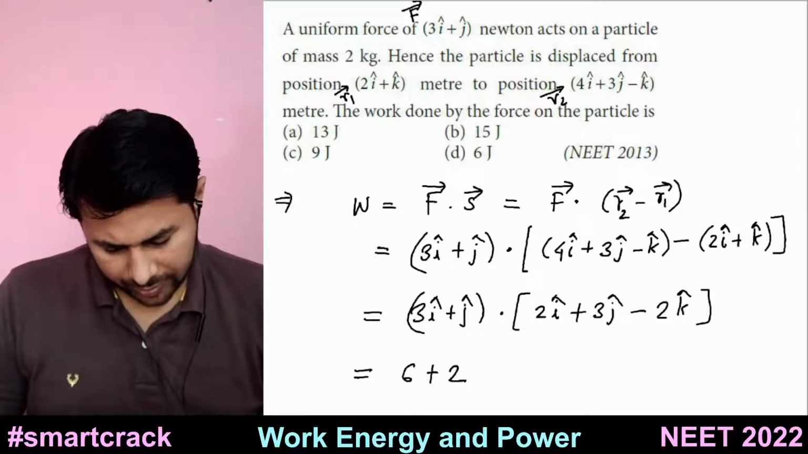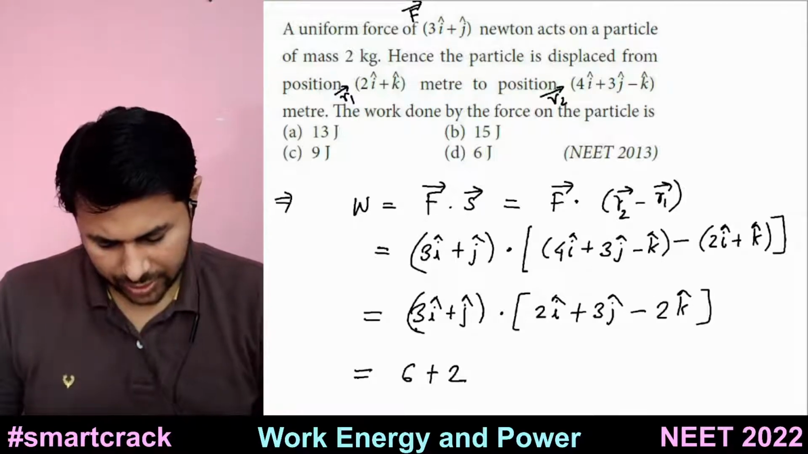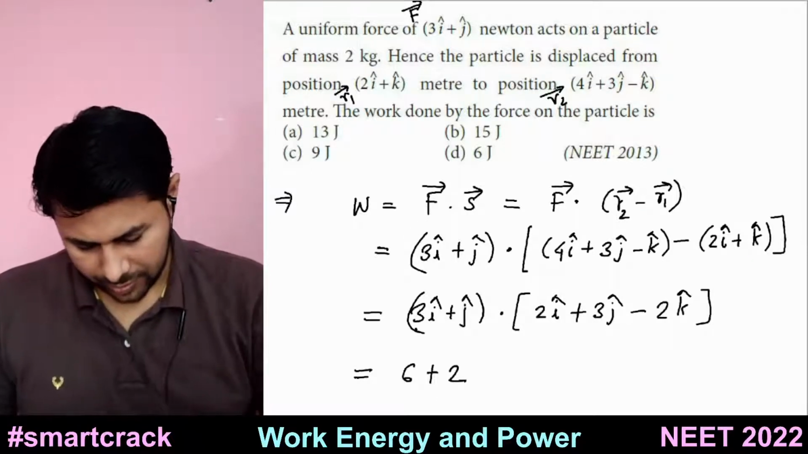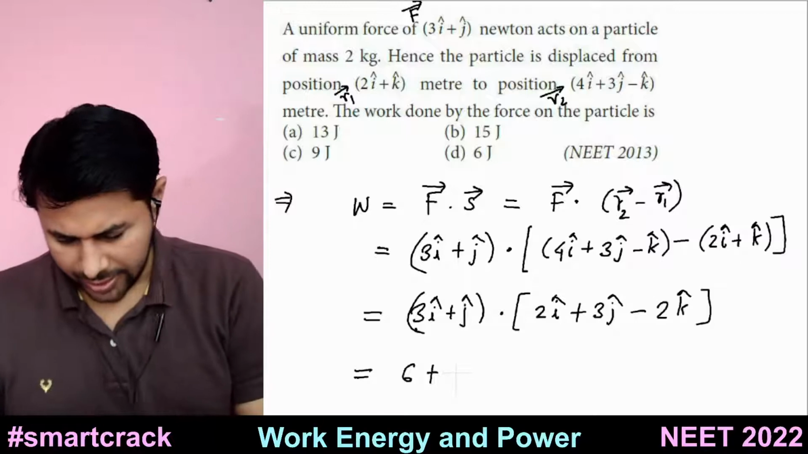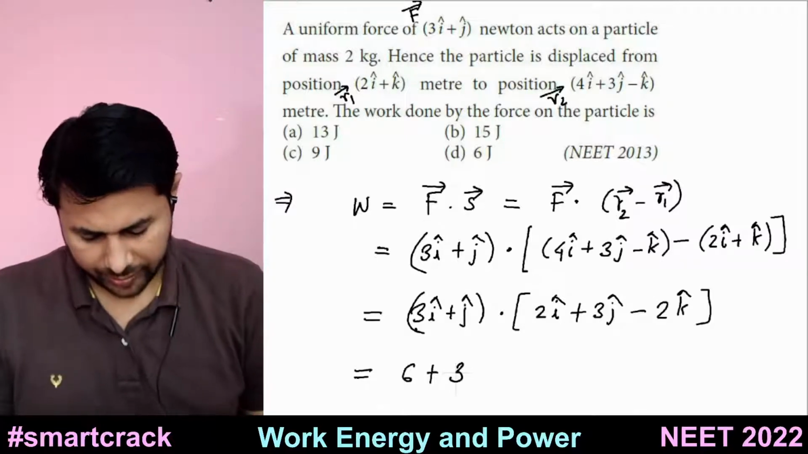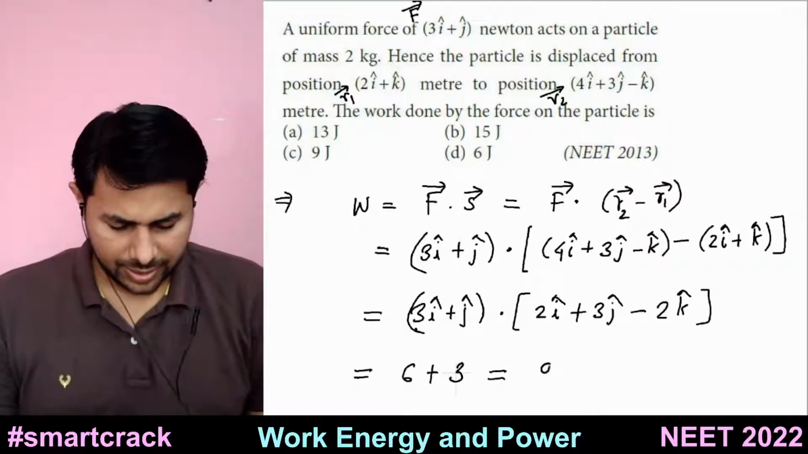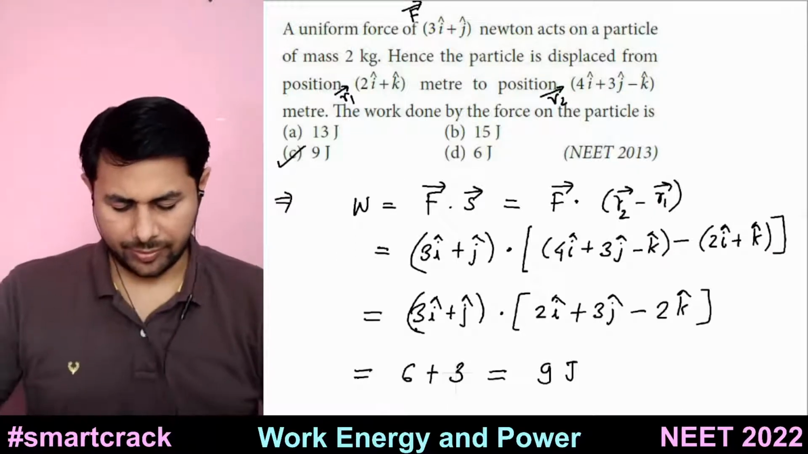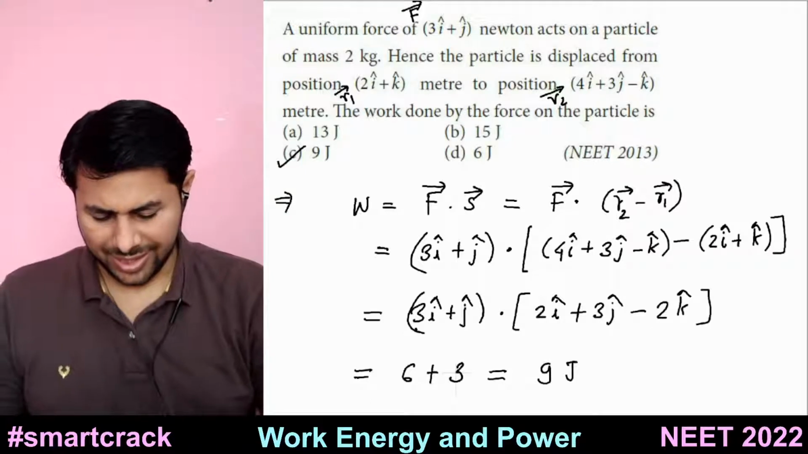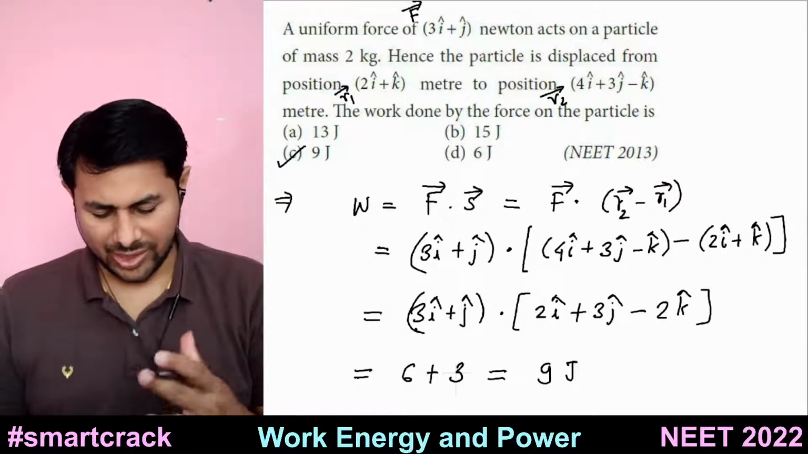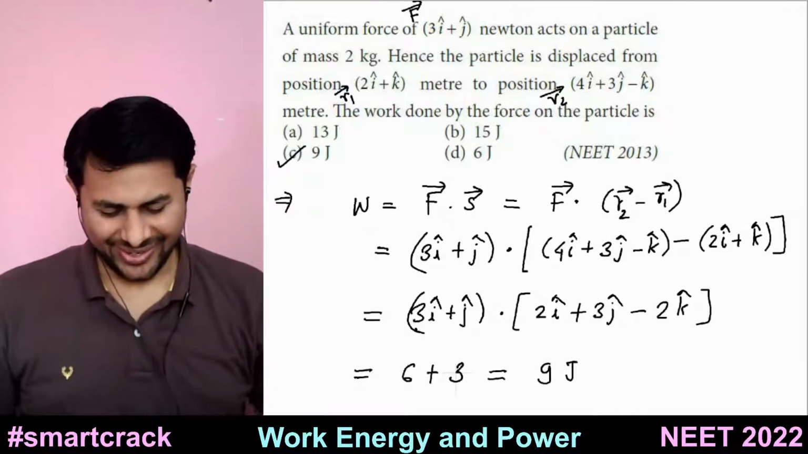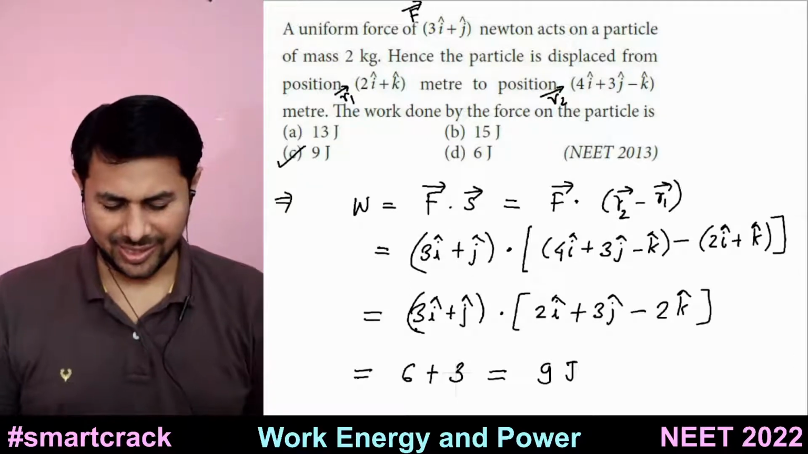So 3 times 2 is 6, and 1 times 3, oh, it is 1 times 3 is 3. Where did I take the 2 from? It is 3. So 6 plus 3, it is 9 joules is the answer. Okay, so option C. Here I had made a silly mistake. I had multiplied 1 j cap into 3 j cap and written 2. It has to be 3.